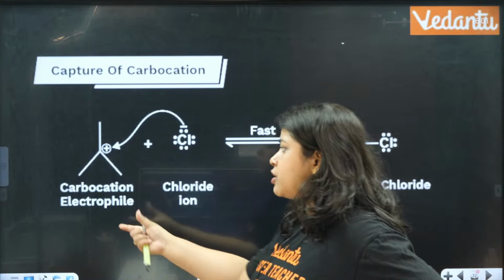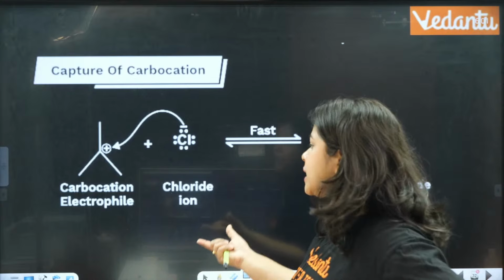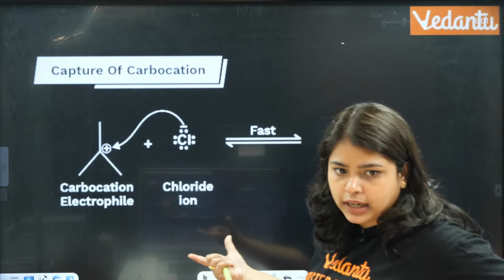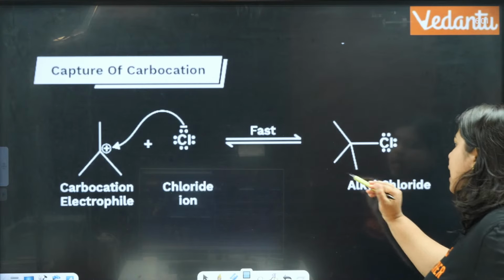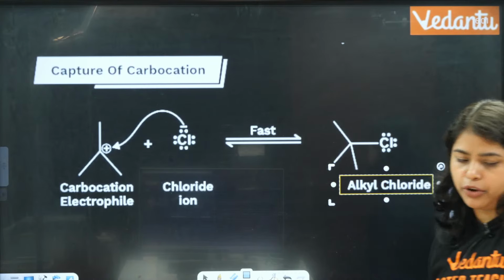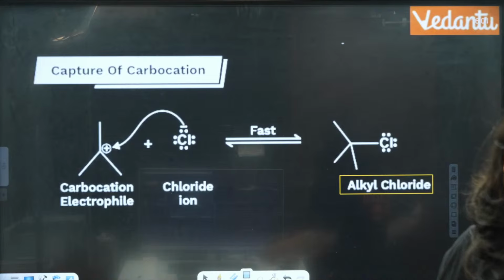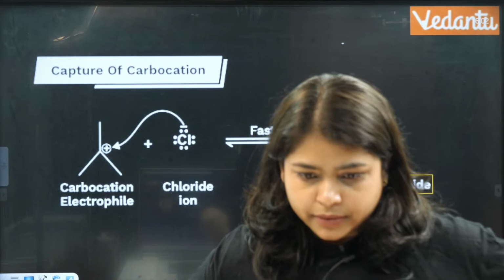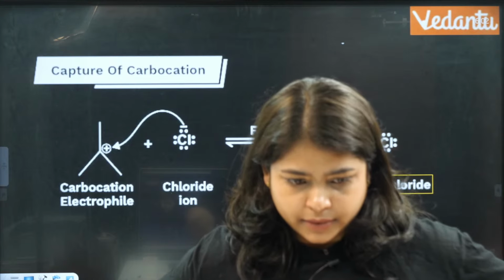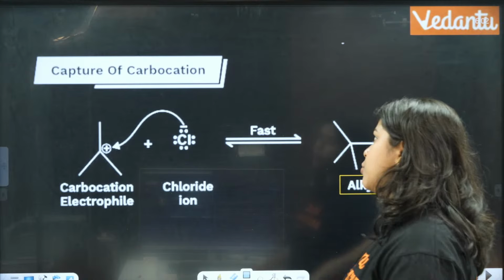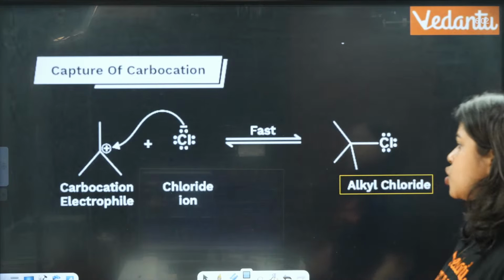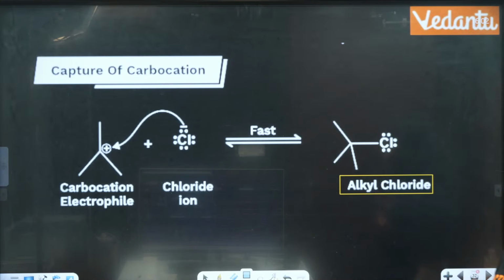So, the carbocation electrophile, afterwards on dissociation of the carbocation, there will be a removal of the chloride ion. Clear? And then, in the fast reaction, an alkyl chloride is going to form. Yes, correct. The capture of the carbocation, meaning we are capturing the carbocation, is also a very fast procedure. So what forms? Alkyl chloride forms. Clear?